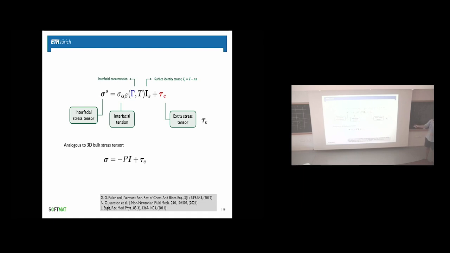And I have an isotropic term, that is the surface tension, or the interfacial tension, and that's a function of the surface concentration and temperature, and IS is the surface identity tensor. I do it here for planar interfaces. You can define this for curved interfaces.